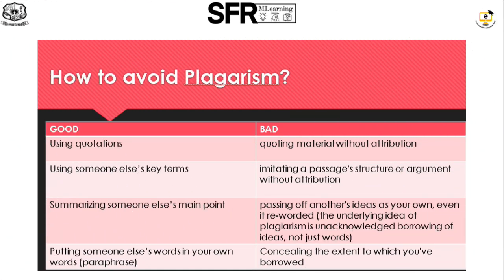Good is using quotations, bad is quoting material without attribution. Good is using someone else's key terms, bad is imitating a passage's structure or argument without attribution. Good is summarizing someone else's main point. Bad is passing off another's ideas as your own. Then another good is putting someone else's words in your own words, paraphrase. Bad thing is concealing the extent to which you have borrowed.